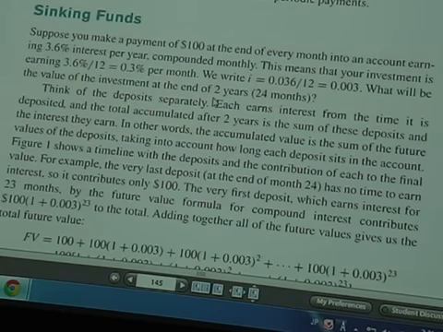Why not? Because the problem we did before, we just took one amount of money and put it in the bank. This is completely different, right? We're adding money in every month. So that's a completely different calculation, right? We can't use the same formula. And the question is, what will it be worth at the end of 2 years, 24 months? Anybody have a strategy for doing that?